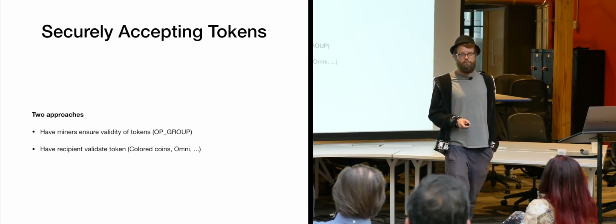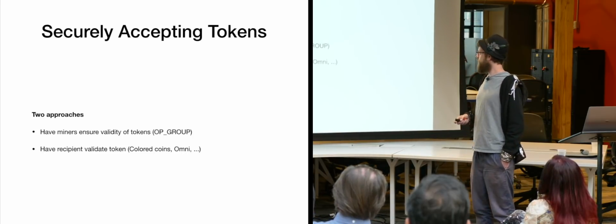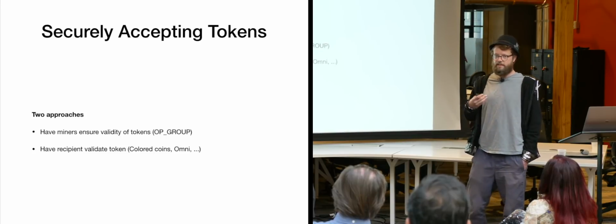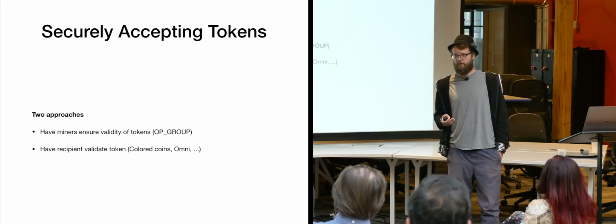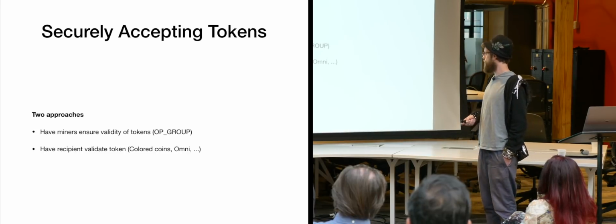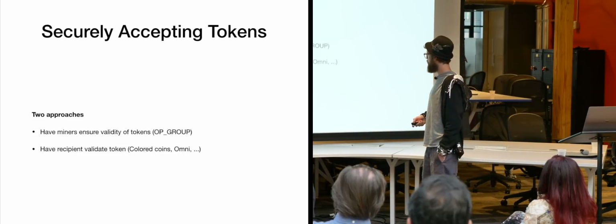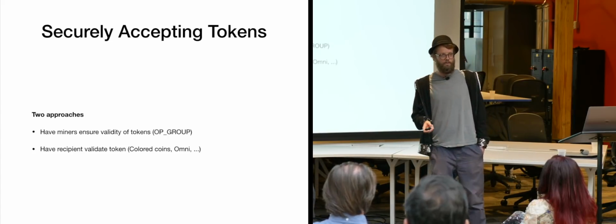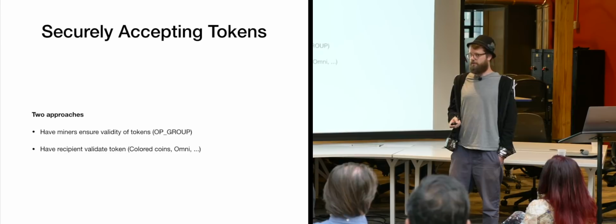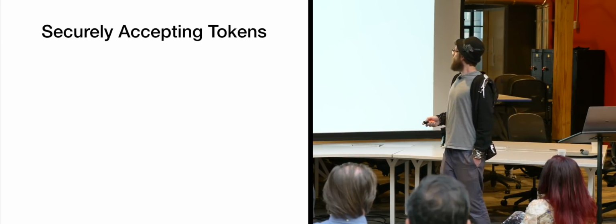So the way to do it in Bitcoin as it currently exists is the idea that if I get sent a token, it's my responsibility to check that I don't get scammed. And the nice thing is that you can actually do this in Bitcoin. This is the approach taken by, for example, Colored Coins and Omni, and pretty much all tokens that currently exist. Okay, so let's look into this in a little more detail.